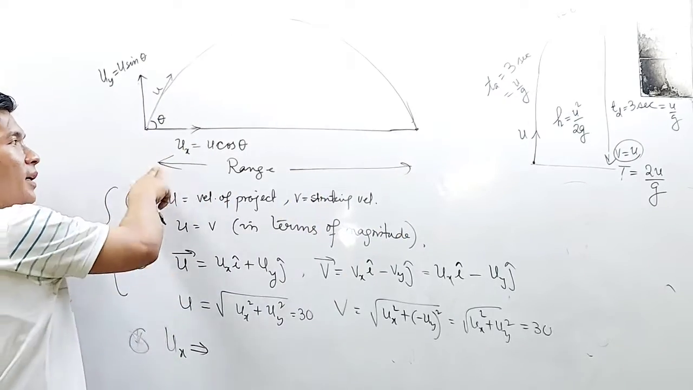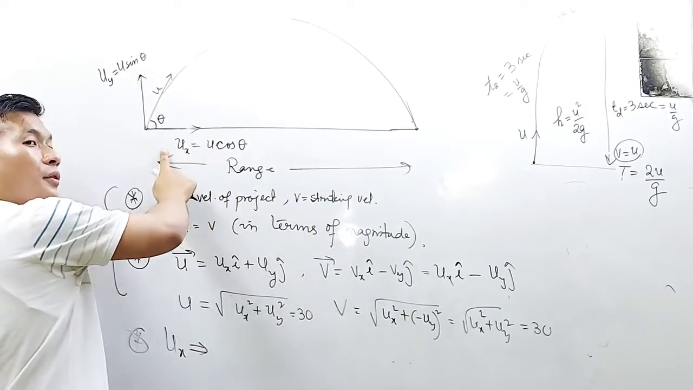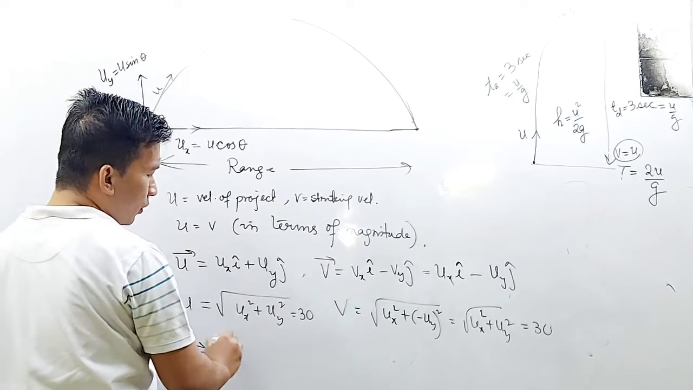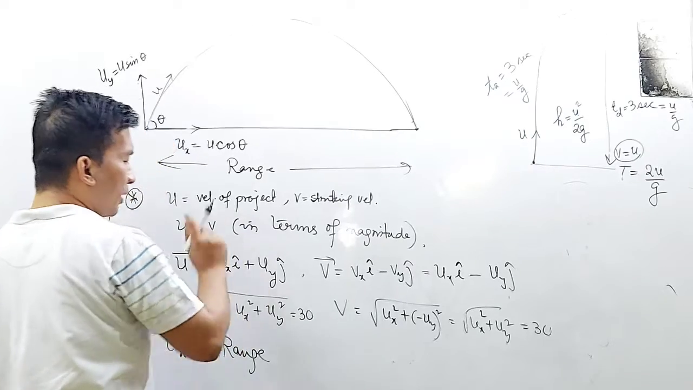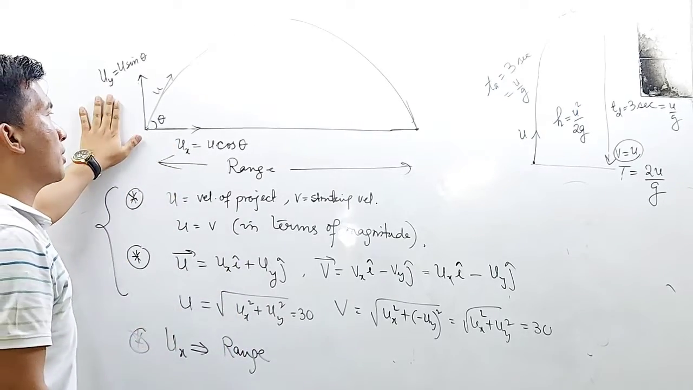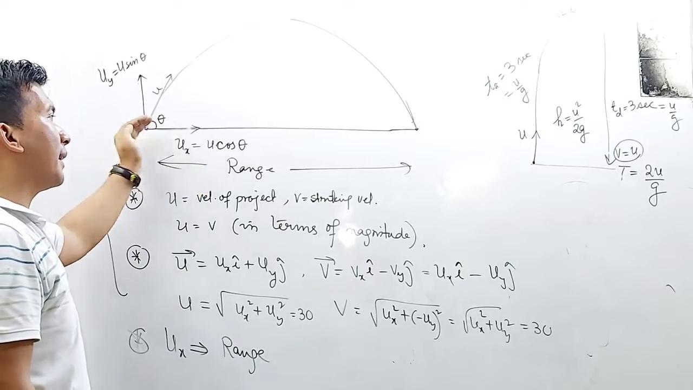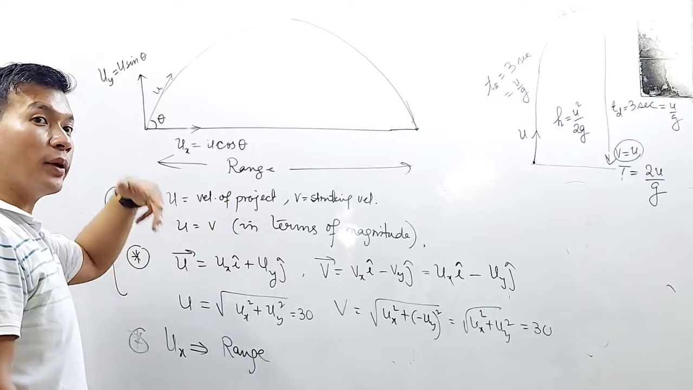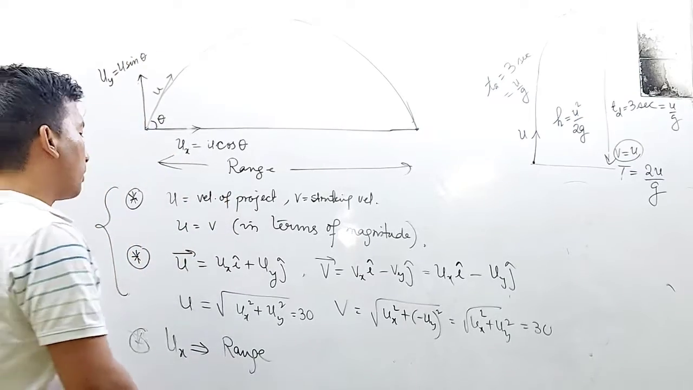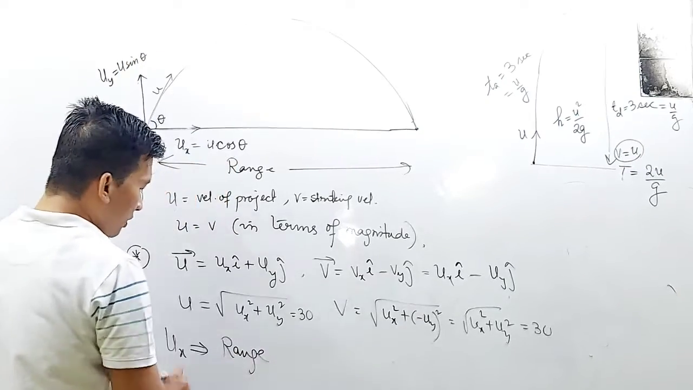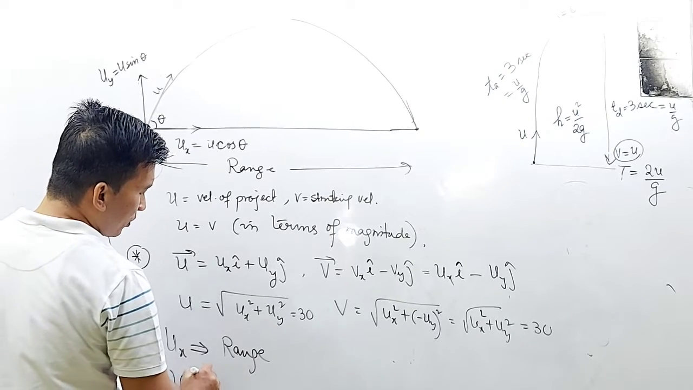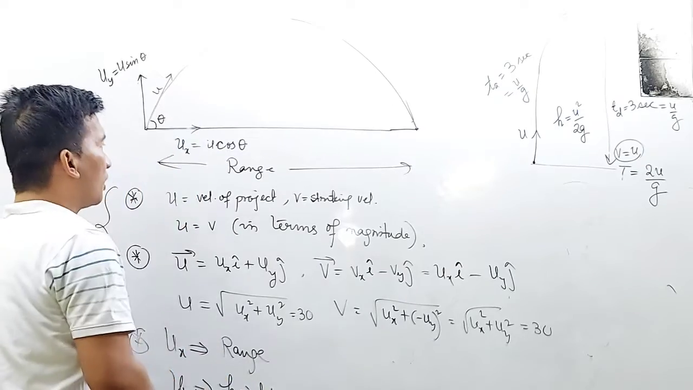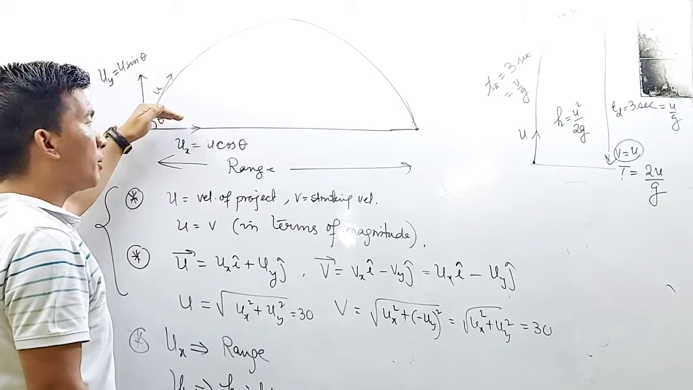Range, the horizontal distance, will be produced by horizontal velocity. The ux will be responsible for your range. We have two components of velocity: the component along the horizontal, and this horizontal component will produce range. Next, the vertical component uy would be responsible for producing the change in the height from the ground. Height increases.